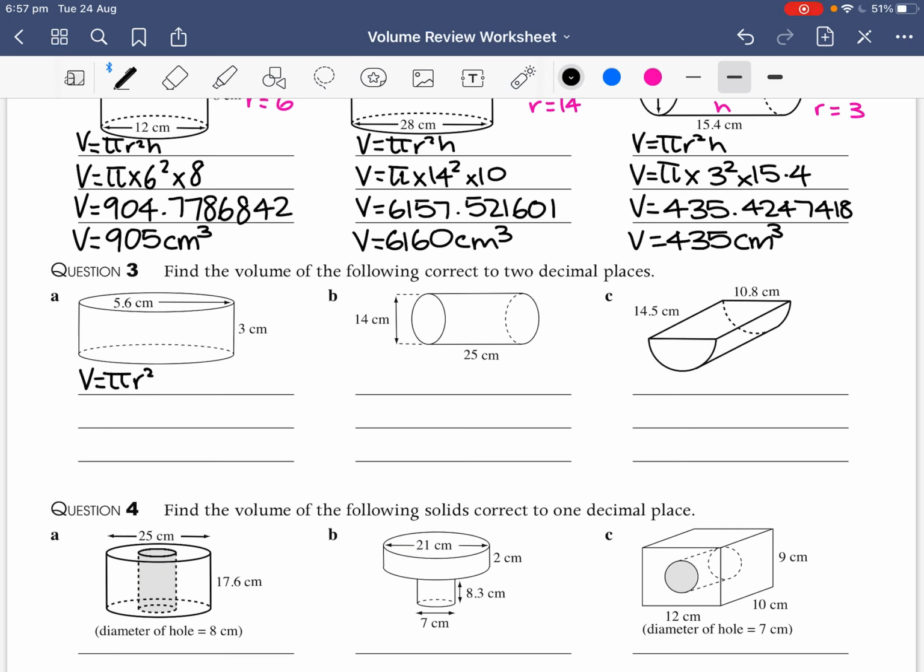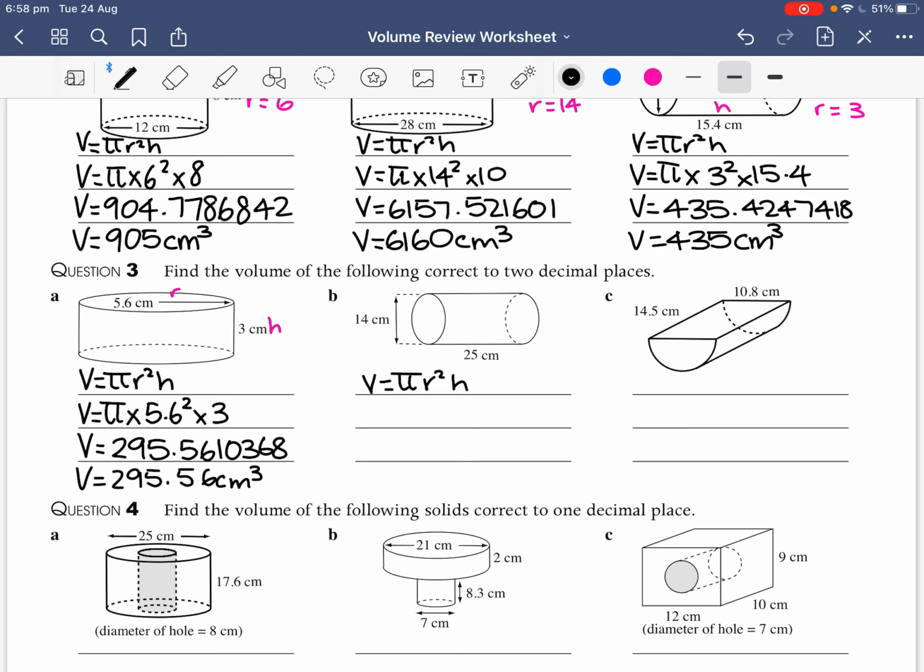Okay, so for question 3, we want to find the volume of the following correct to 2 decimal places. So same formula, V equals pi r squared h, where our radius is 5.6 and our height is 3. So V equals pi times 5.6 squared times our height of 3, which is 295.5610368. So volume equals, to 2 decimal places, 295.56 centimeters cubed.